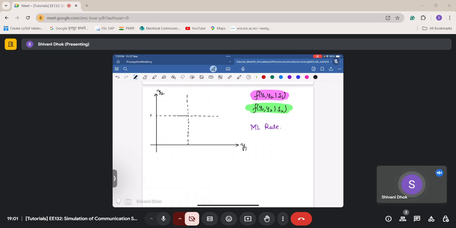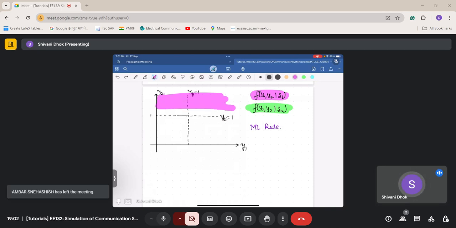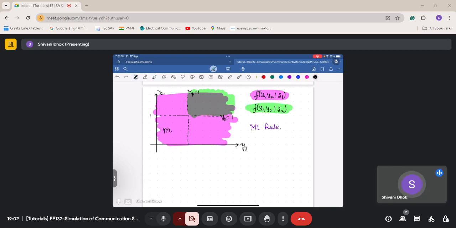So this is y1 equal to 1, this is y2 equal to 1. And this is the region of our interest for f of y1, y2 given s2. In this region, you decide m hat equal to 1, and in this region, you decide m hat equal to 2.